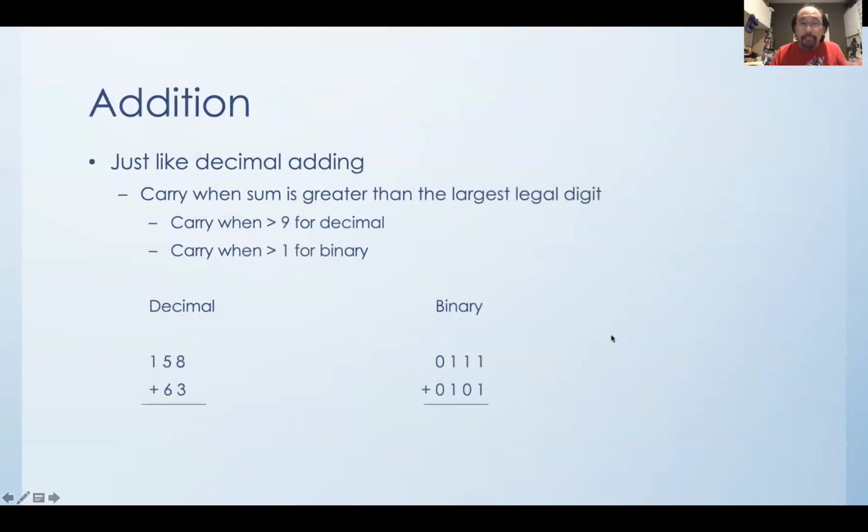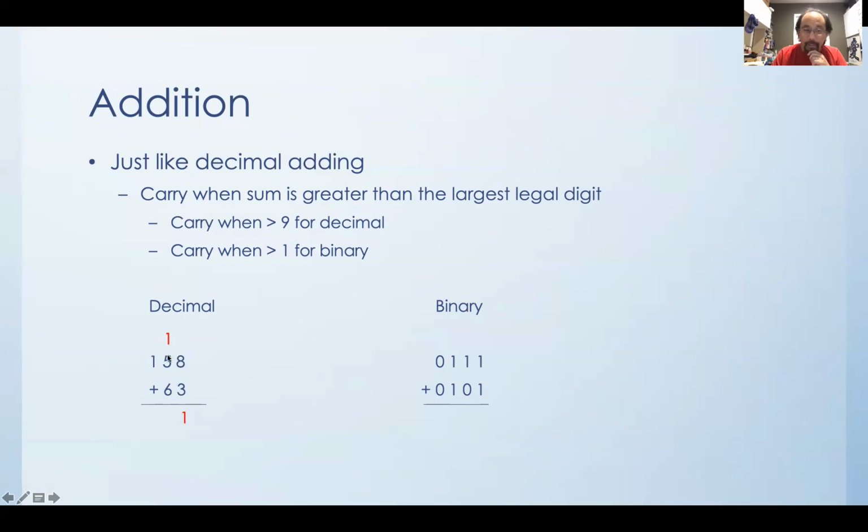Okay, let's talk about doing some arithmetic now. And the nice thing about binary math is that it's really similar to the ideas of decimal math. So let's look at how I would add up a decimal number. In this case here, I'm going to add 8 plus 3, and I get 11. But because 11 is bigger than 9 in the decimal world, I need to carry over. And so I carry the 1 and I copy the other one down here for a value of 11.